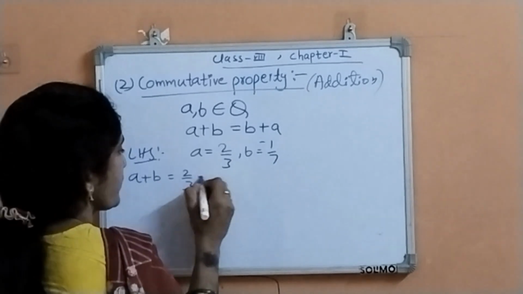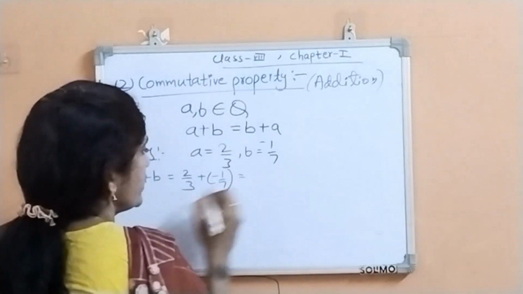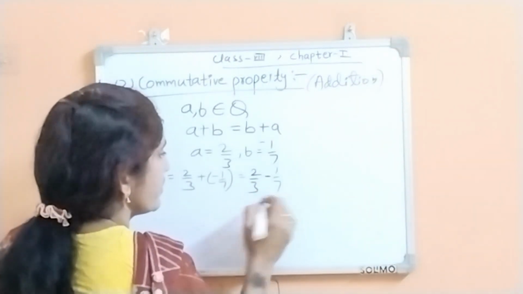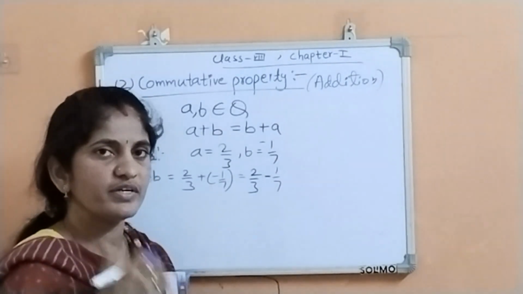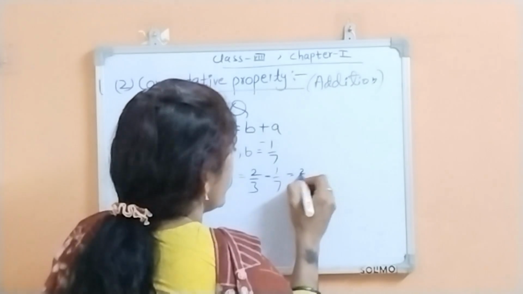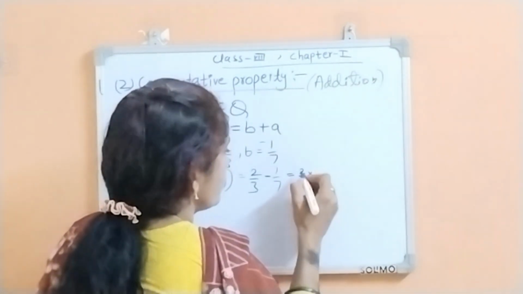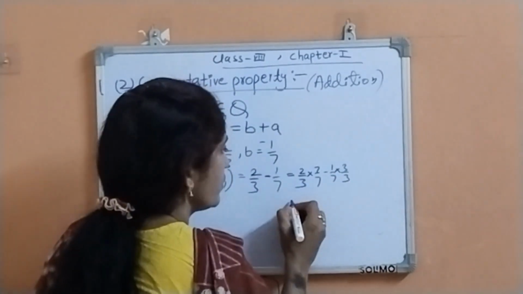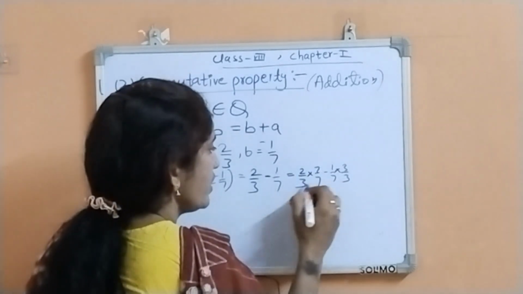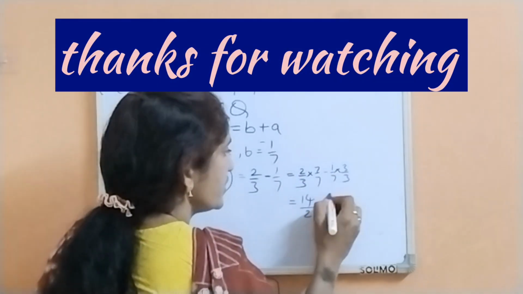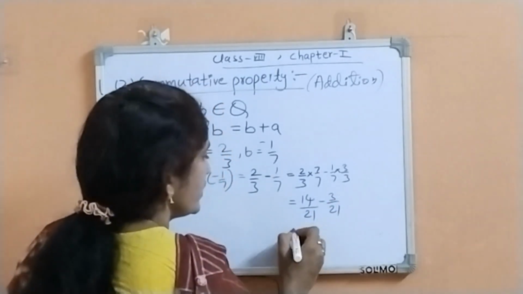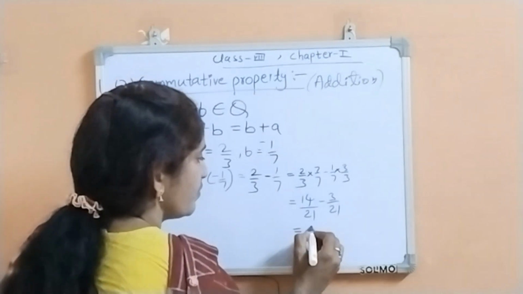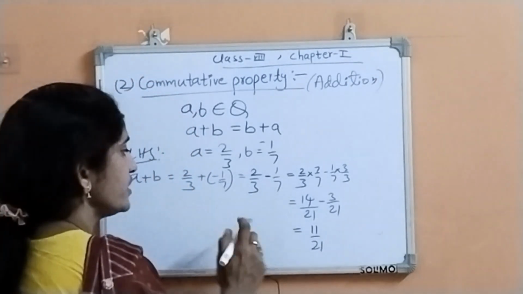So 2 by 3 plus minus 1 by 7. These fractions are unlike fractions. I am going to convert these to like fractions, then only we can add or subtract. So first fraction with second fraction denominator and second fraction with first fraction denominator I am going to multiply. 2 7s are 14 by 3 7s are 21, minus 1 3s are 3 by 3 7s are 21. So now these fractions are converted to like fractions. 14 minus 3 means 11 by 21. So this is LHS.